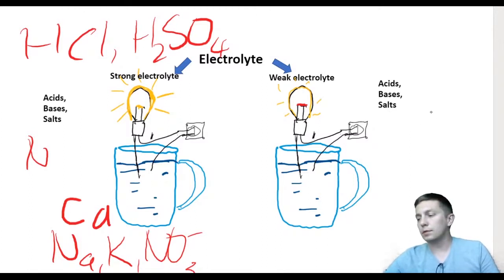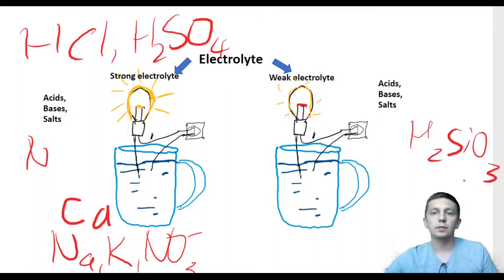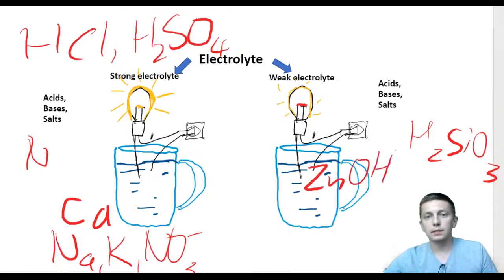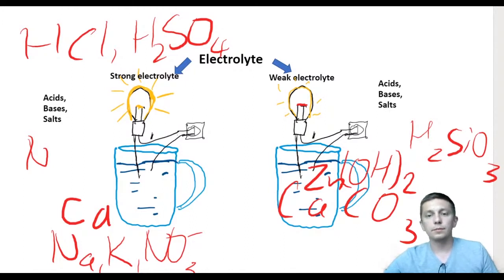For example, benzoic acid. For example, H2CO3. It's quite a weak acid, and it's not from the group. For example, zinc hydroxide. It's not from the first and second group, so it's weak. And calcium carbonate, a very popular non-soluble salt. It's also a non-electrolyte.